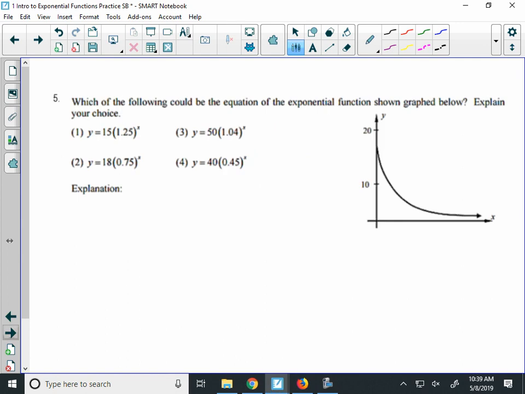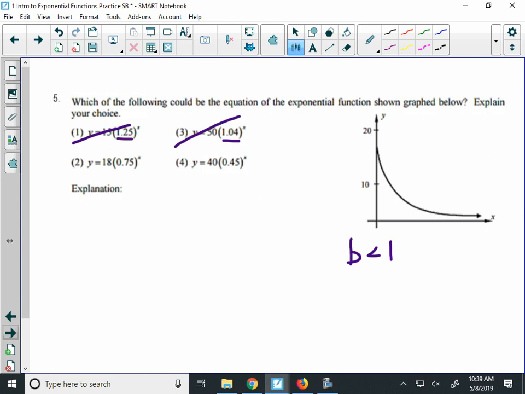All right, finally, number 5. They want you to match an equation to the graph. Well, the first thing I would notice is that my graph is decreasing, so I want my b to be less than 1. So I can cross off option 1 here because that growth rate is bigger than 1. I can also cross off number 3 because, again, 1.04 is bigger than 1.